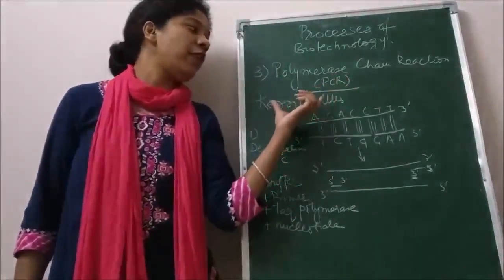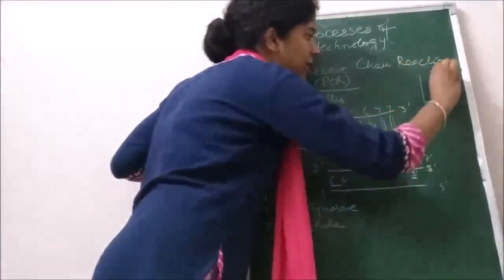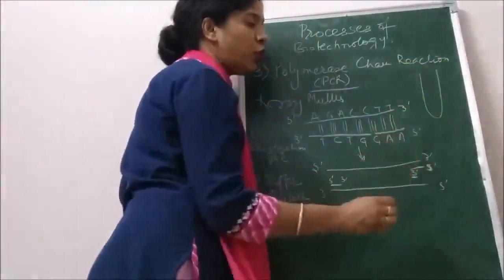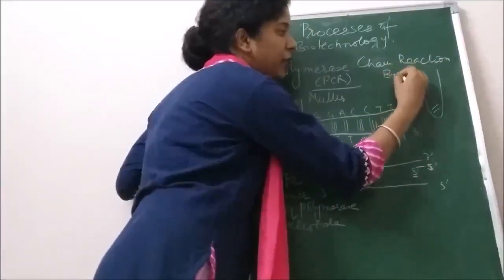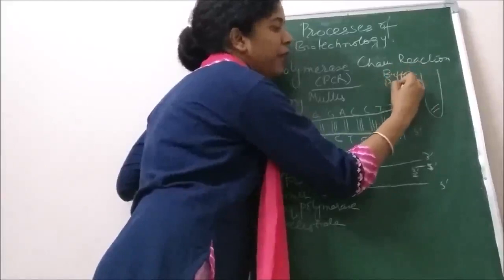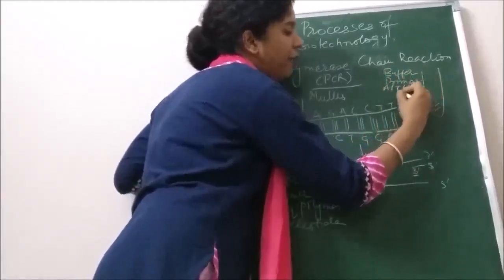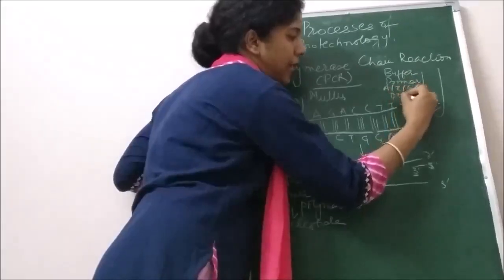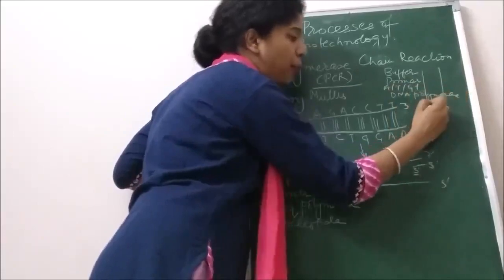This technique was developed by Kary Mullis. In this, what we do is that we take a test tube. In this test tube, we add the DNA which we want to amplify, and we add the buffer, we add the primer, we add the nucleotides A, T, G and C, and we add the DNA polymerase enzyme, which is a special type of DNA polymerase enzyme called Taq polymerase.